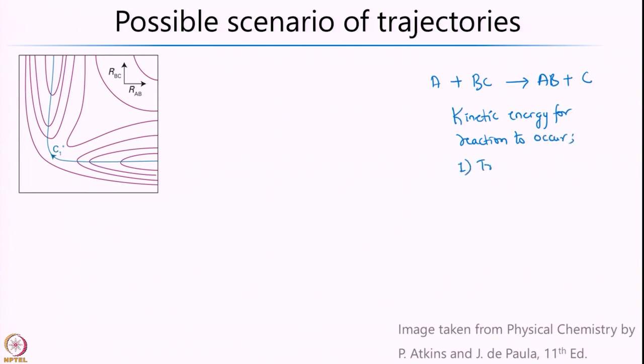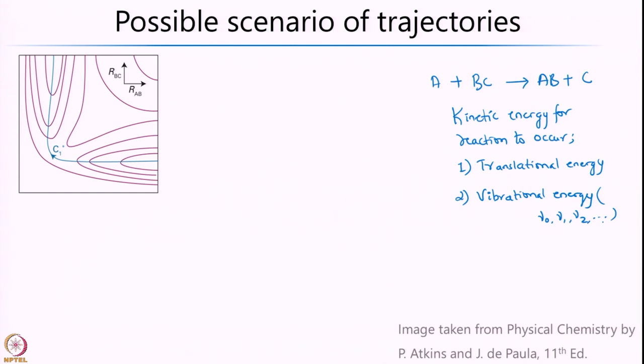One is the translational energy of the molecules, and the second is the vibrational energy. So, that means it could exist either in the v0 or v1 or v2 or the excited state, and so on and so forth, right. So, these are the two primary ways in which the kinetic energy can be subdivided.